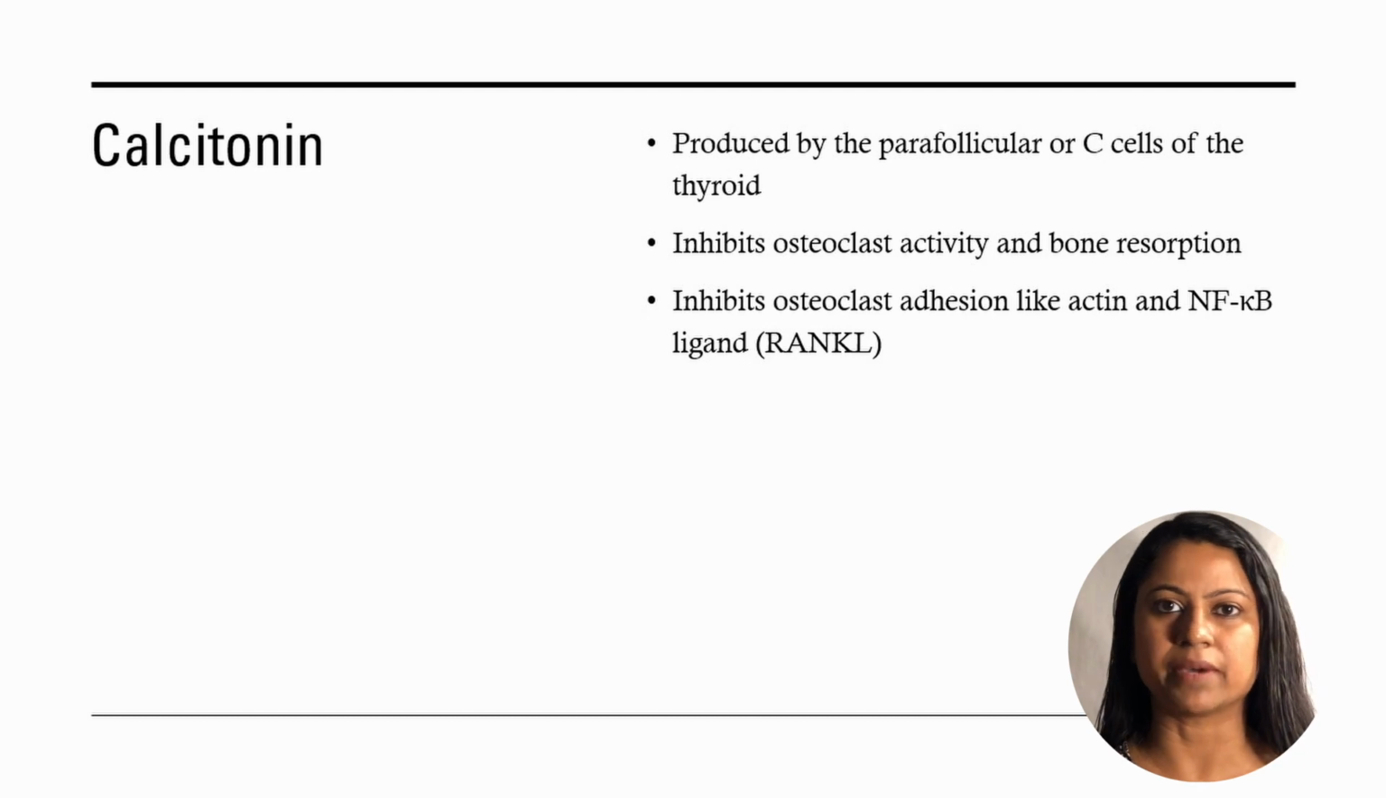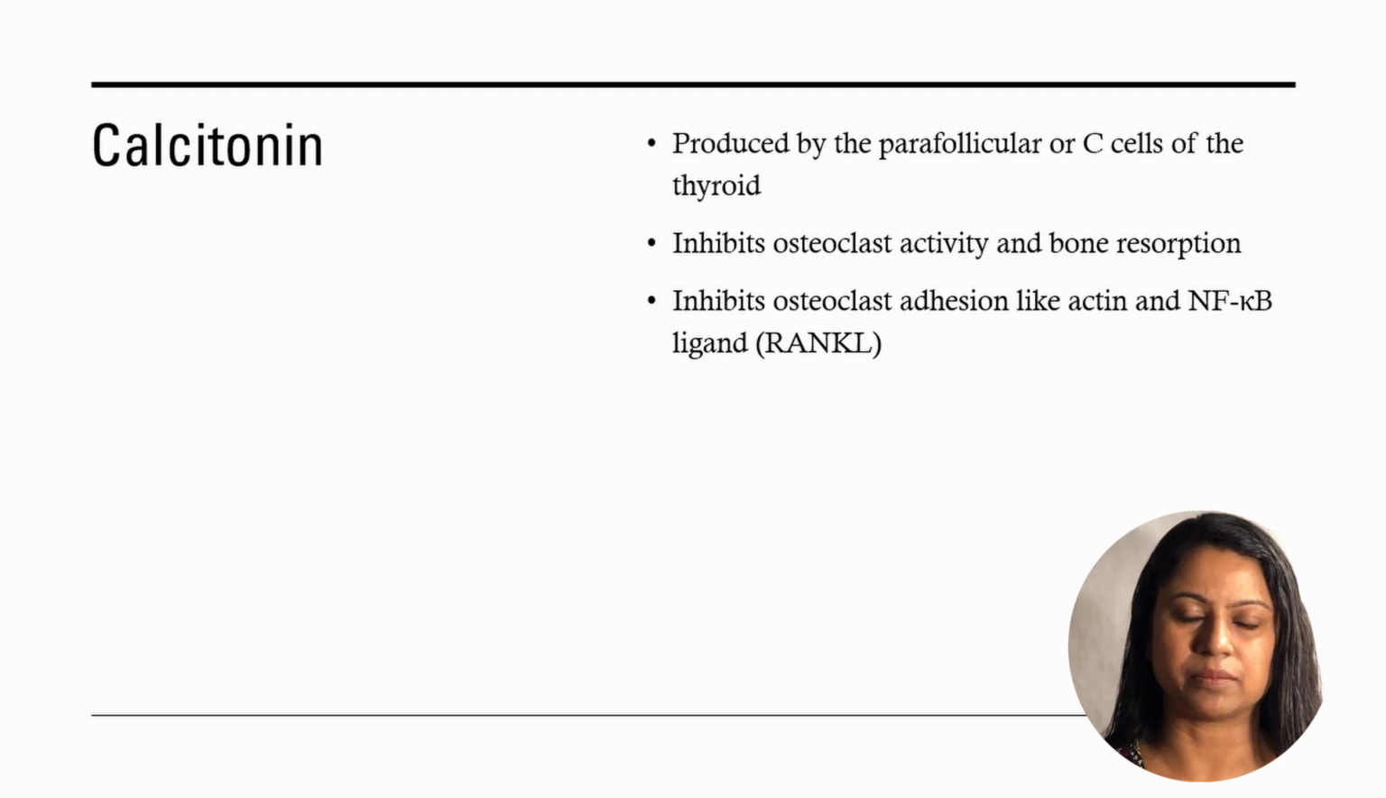Calcitonin is produced by parafollicular or C cells of the thyroid gland. The effects of calcitonin on calcium metabolism are opposite to that of PTH in that it decreases the serum calcium level by inhibiting the osteoclast and inhibiting resorption of bone. It does so by interfering with cytoskeletal structures that are involved with osteoclast adhesion, like actin and integrin, and also by inhibiting rank ligand.